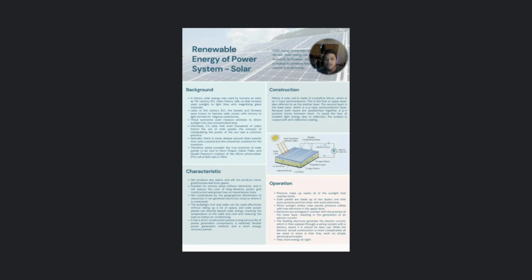When sunlight strikes the solar panel, photons collide with a free electron in the upper layer. Electrons are rearranged in contact with the protons of the lower layer, resulting in the generation of an electric current. The floating electrons generate the electric current, which is then passed through a wiring system with a battery where it is stored for later use. While the device's actual construction is more complicated, all we need to know is that they work on simple electrical principles.